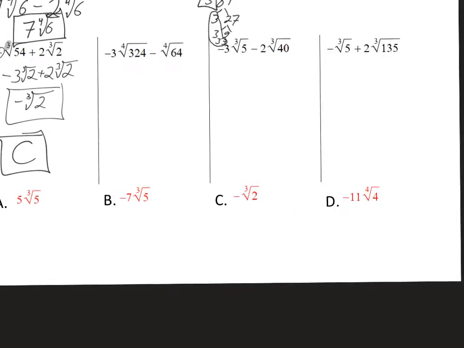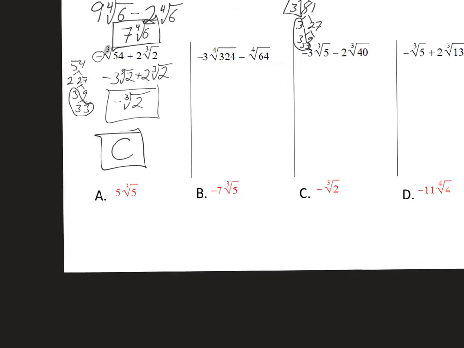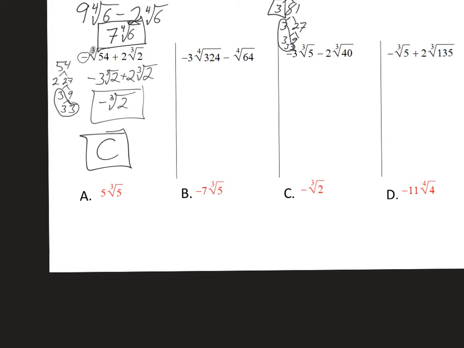Okay, so I want you to try the next one. Real quick, just looking at this, A is 5 cubed root of 5. B is negative 7 cube root of 5. C is negative cube root of 2. And D is negative 11 fourth root of 4. So I want you to try the next one. And then we're going to come together and see if we got the same answer.